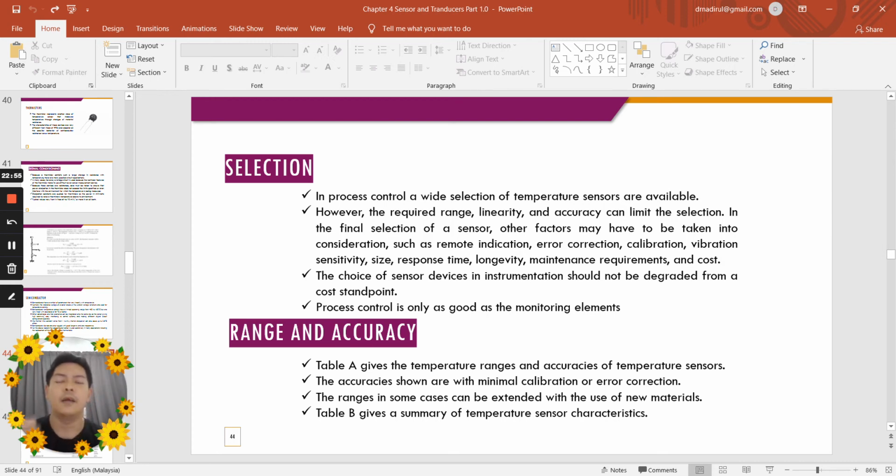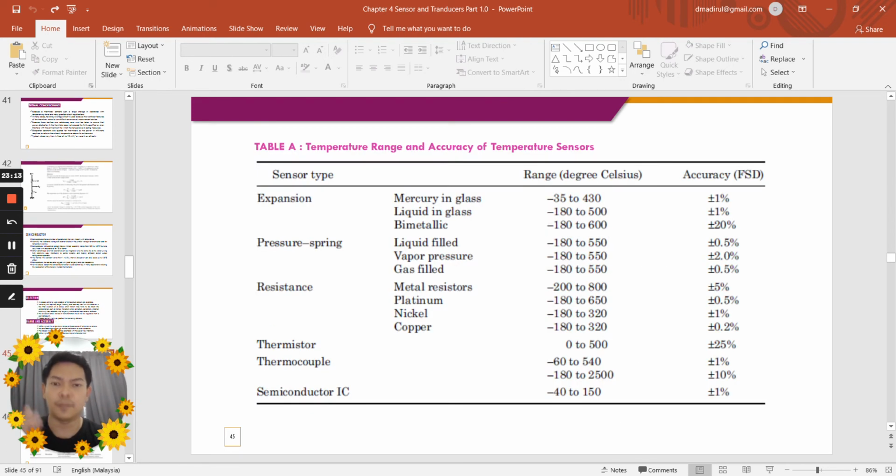Range and accuracy. Table A in the next slide will give the temperature range and accuracy of the temperature sensor. The accuracy shown are with the minimal calibration or error correction. The range in some cases can be extended with the use of new materials. Table B will give you a summary of temperature sensor characteristics. So the table A that I mentioned previously shows you the temperature range and accuracy of the temperature sensor depending on the type.